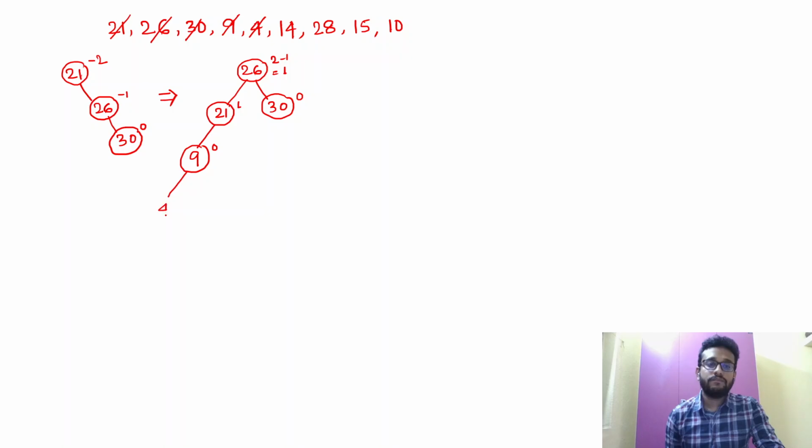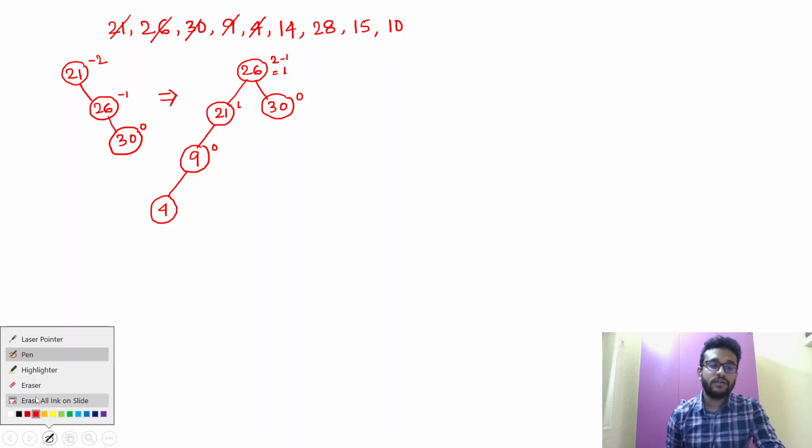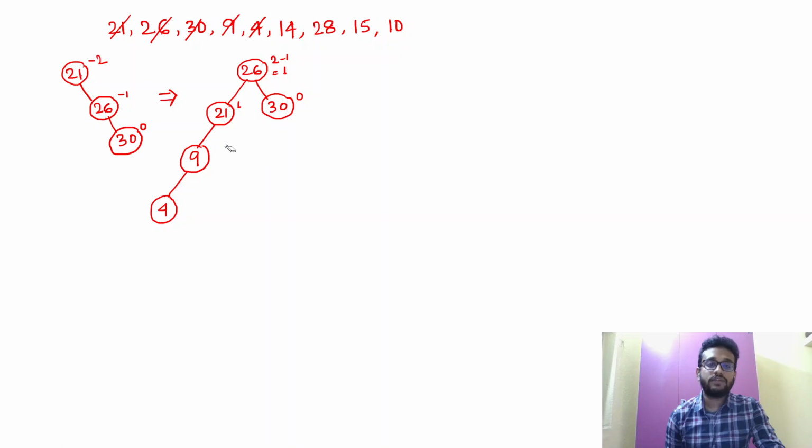Now 4. Okay, now try to find the balance factor of each and every node. First, let me remove it first. The balance factor is basically, for the 4 it is 0, and for the 9 it is 1 minus 0, so it is 1, and for the 21 it is 2 minus 0, it's basically 2. So that means we will not go upstairs, as we found an unbalanced tree.